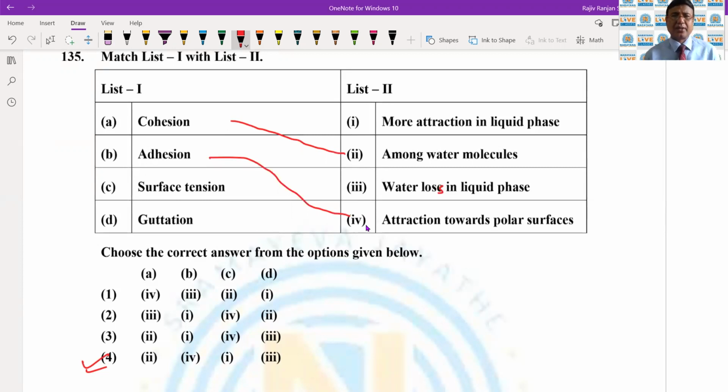So it sticks to that surface. So adhesion matches 4, and surface tension is more attraction in the liquid phase. Guttation is actually water loss in liquid phase, the loss of water in the form of water droplets from the margins of the leaves. So here the correct option is 4. Let's now see the next question.